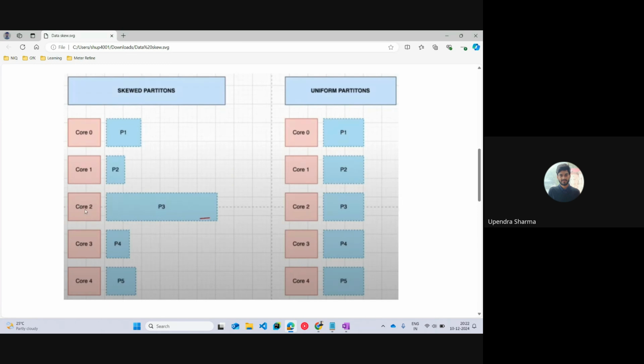So this core 2 will be stuck. Now, this is not only about core 2. When this core 2 is processing this partition P3, core 0, core 1, core 3, and core 4, all these four cores will be inoperational. Why? Because they already contain our output for these partitions, which are partition P1, P2, P4, and P5.